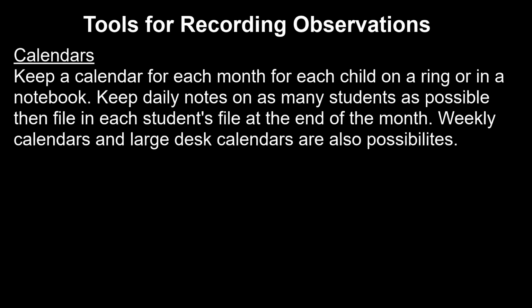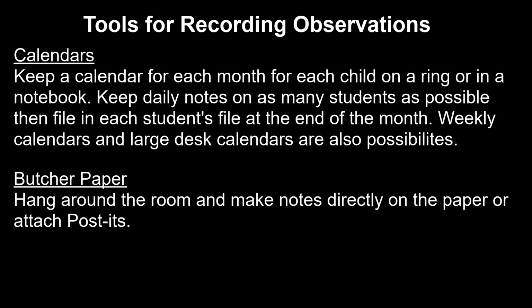Calendars. You could keep a calendar for each month for each child on a ring or in a notebook. You can keep daily notes on as many students as possible and then, at the end of the month, file the calendar in each student's file. Weekly calendars and large desk calendars may also be used for recording observations. Butcher paper. Hang butcher paper around the room and make notes directly on the paper and attach Post-its to it.